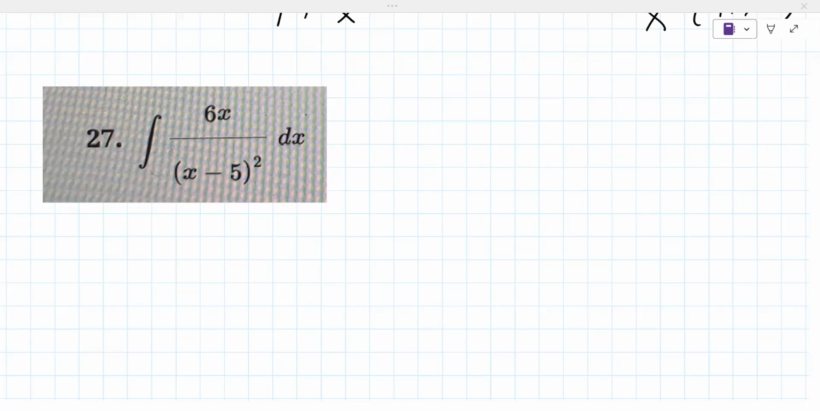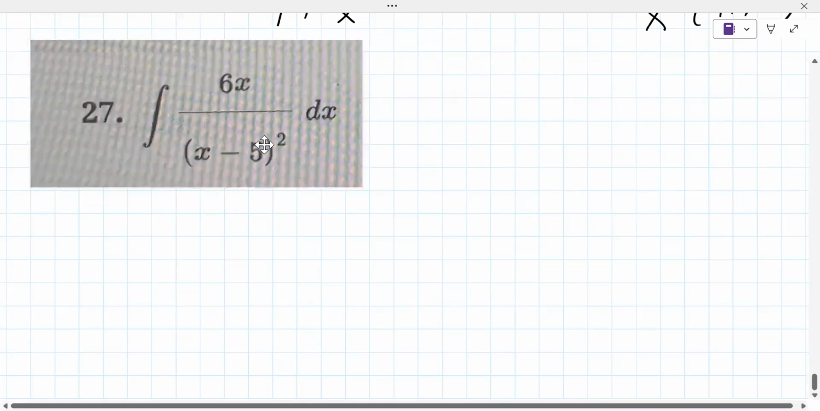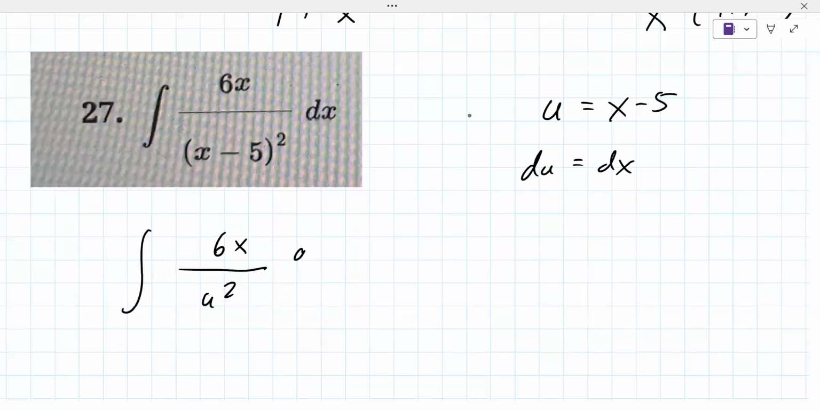We'll start with this one. So what does your intuition tell you that the u is in this problem? x minus 5. And you would be correct. So du is dx, integral 6x over u squared du. And it's like, oh no.